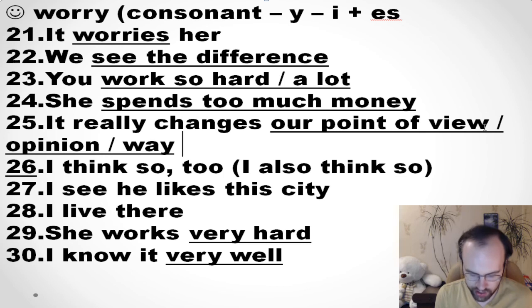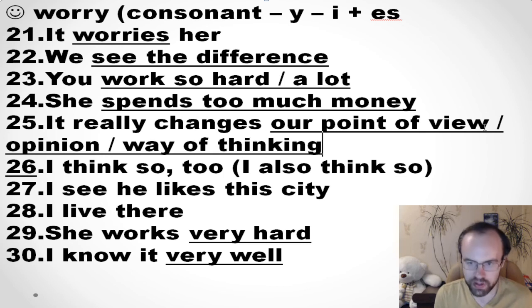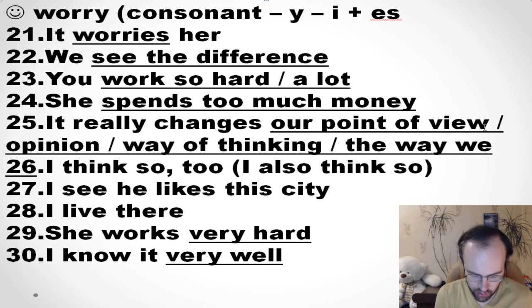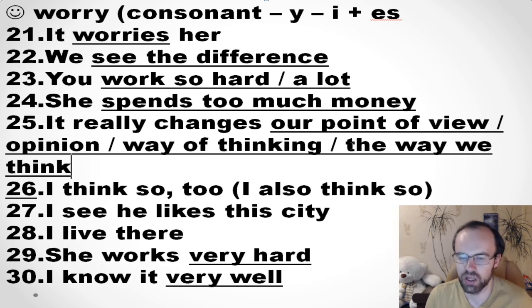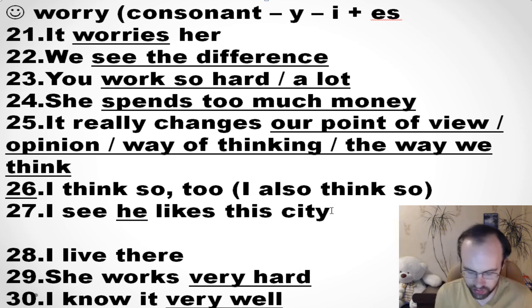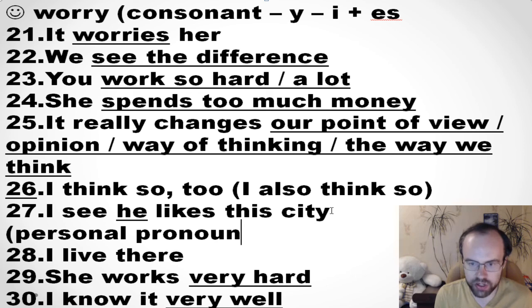Or our way of thinking, or the way we think. I think so too, or I also think so. So we put also in the middle and too in the end. I see he likes this city. You know that we put a personal pronoun. We put a personal pronoun before like. So we call it a personal pronoun plus like.